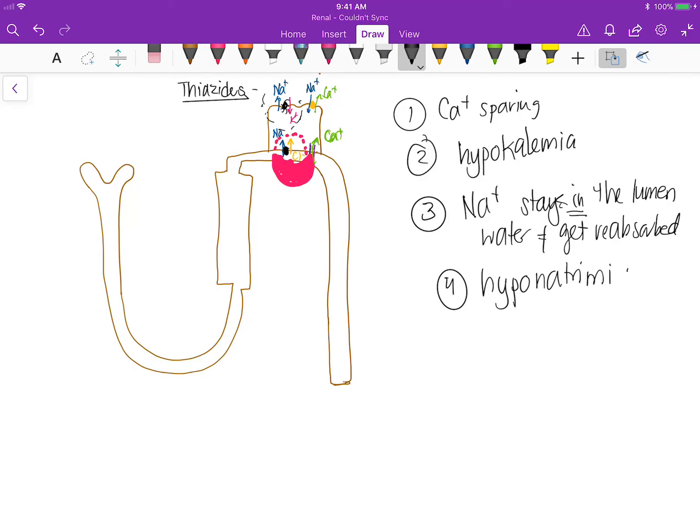You can see how you can get hyponatremia because this is blocked. So sodium is not going into the body. For that reason, sodium gets wasted, and you get hyponatremia. Water stays with sodium, so that's why water doesn't get reabsorbed. You have hypokalemia because your body's pumping in the calcium into the cell, and this is what you have for thiazides.